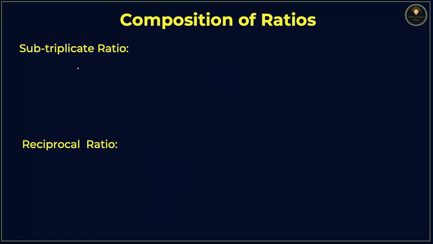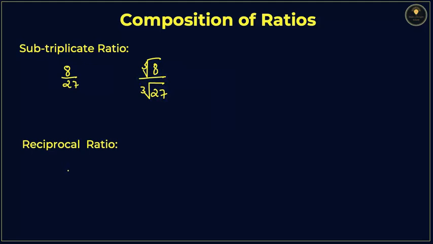And at last we are having subtriplicate ratio and reciprocal ratio. So if I want to write the subtriplicate ratio of 8 by 27, I will write it as cube root of 8 and cube root of 27.